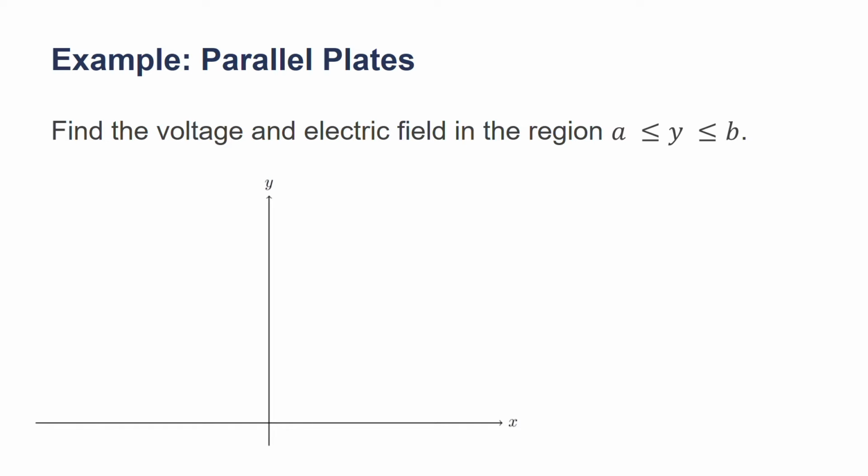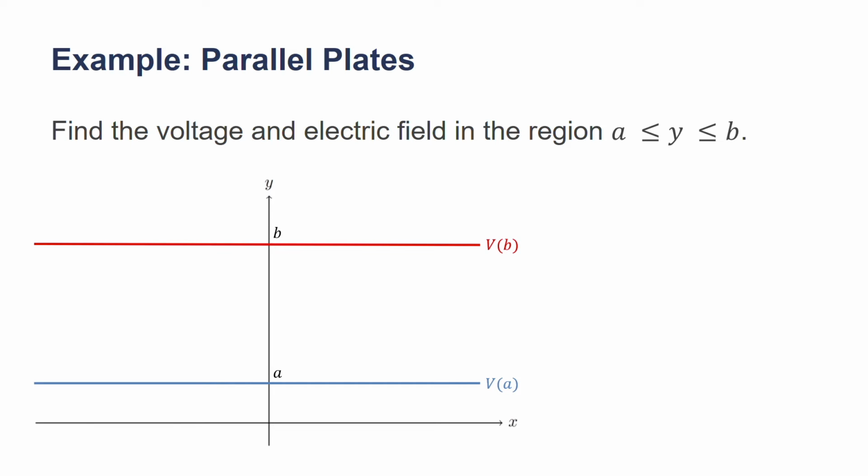So let's apply this to a simple problem of a parallel plate capacitor. We've studied a problem like this before in the context of knowing the charge density on these plates, but we're going to approach this a little differently now. Let's say that we have two charged plates, one at y equals a, which has a voltage V of a on it, and that voltage is known, and another plate at y equals b, again with some known voltage V of b on it. Our question is, what is the voltage and corresponding electric field in this region? So we would like to know, for example, what is the voltage in this area here.